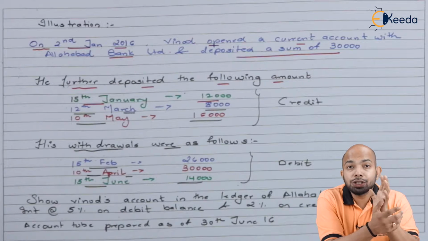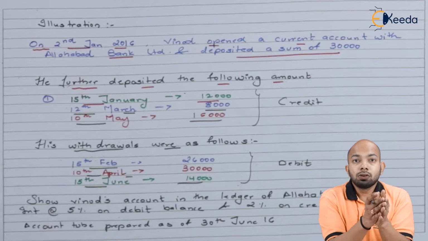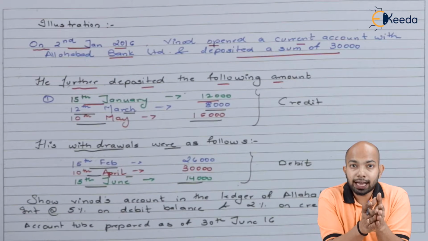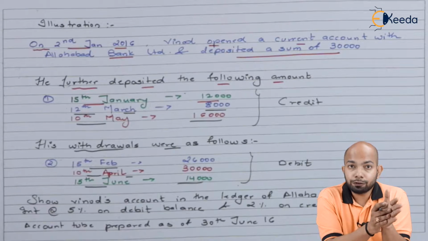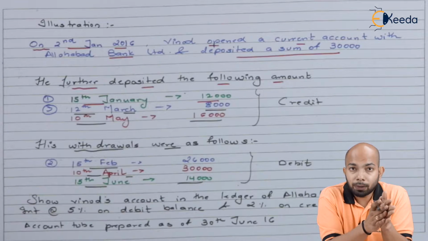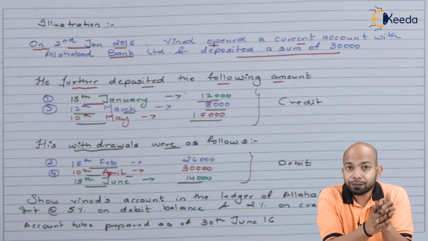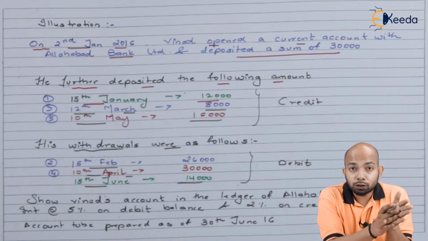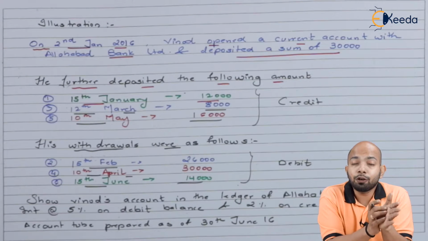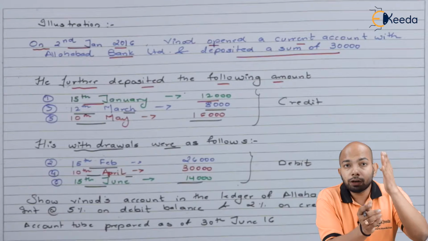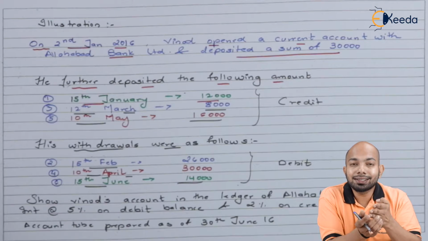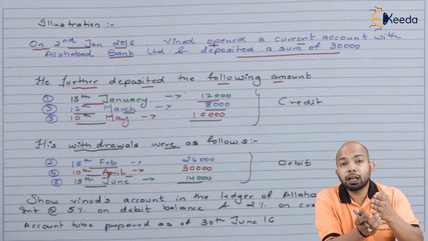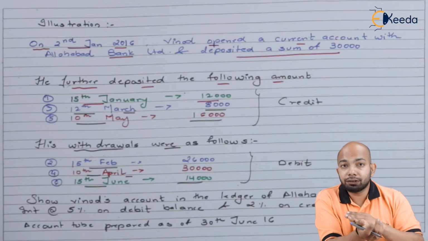So here in the question itself, we'll start numbering it out. First transaction will be for 15th of Jan, second transaction will be for 15th of Feb, third transaction will be for 12th of March, fourth transaction will be for 10th of April, fifth transaction will be for 10th of May, and sixth transaction will be for 15th of June. So accordingly, you have to go with these transactions itself. That's how you'll be able to figure out the balance for every specific transaction.